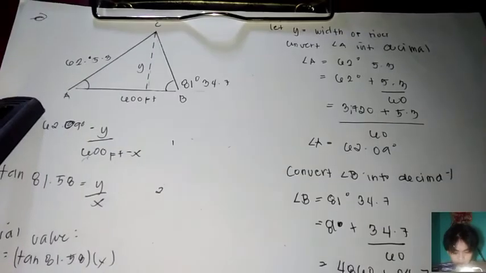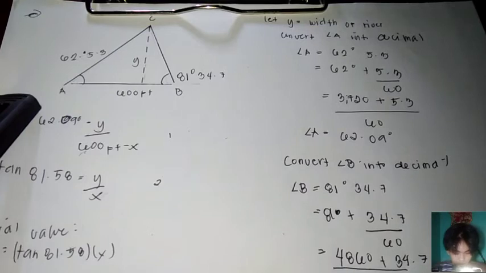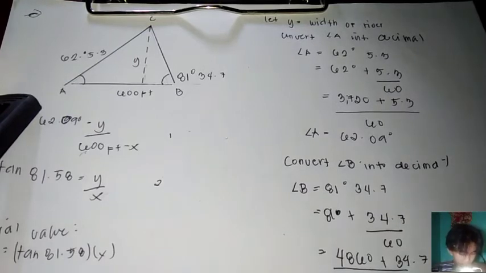So number 4, we have along one bank of the river with parallel banks, a surveyor lays off a baseline AB 60 feet long. From each line, an object C on the opposite bank is sighted. The angles which the lines of sight make with the baseline are 62 degrees 5.3 minutes and 81 degrees 34.7 minutes respectively. Find the width of the river.